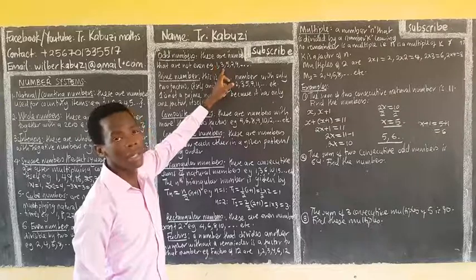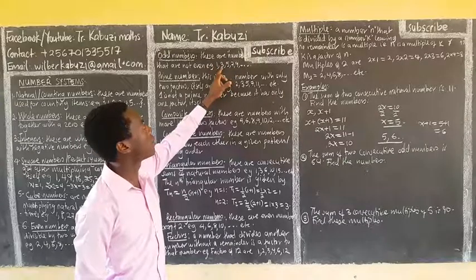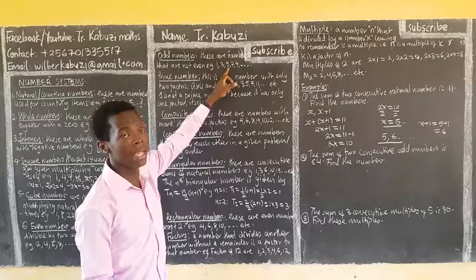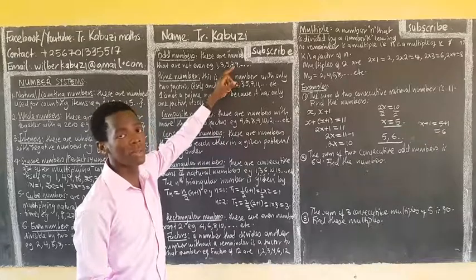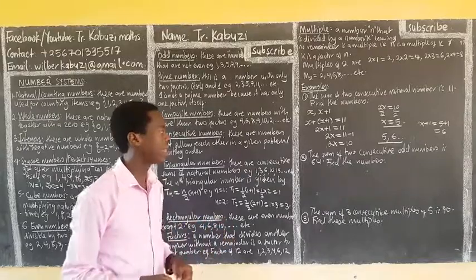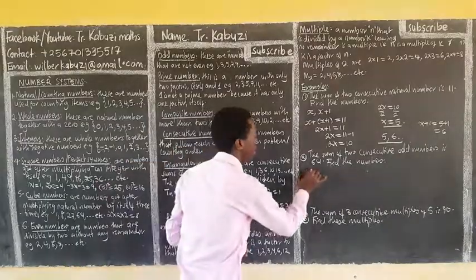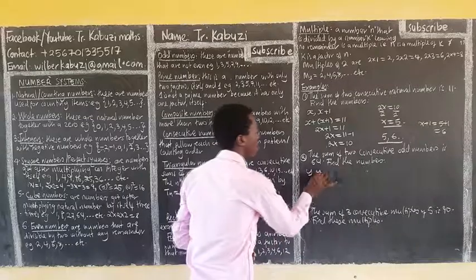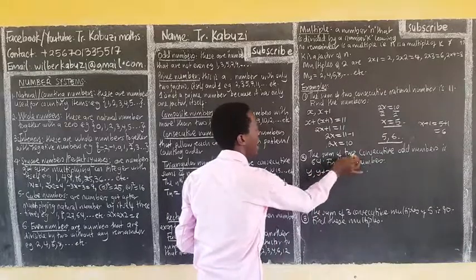From 1 to 3, I added 2. From 3 to 5, we are adding the 2. From 5 to 7, we are adding 2. Meaning, the pattern is correct, you add 2 from one number to the next number. So, if my first is y, the second is going to be y plus 2.